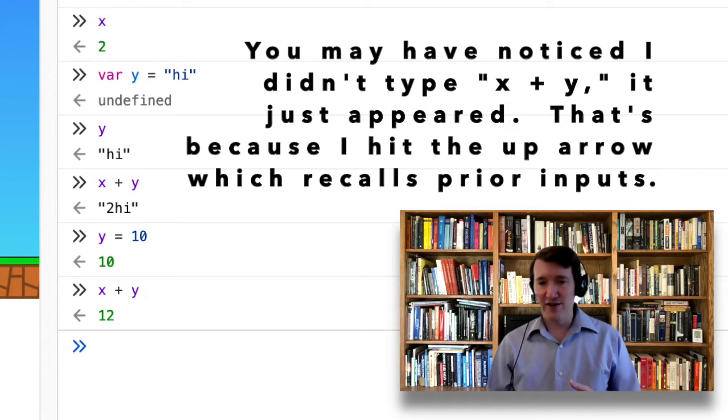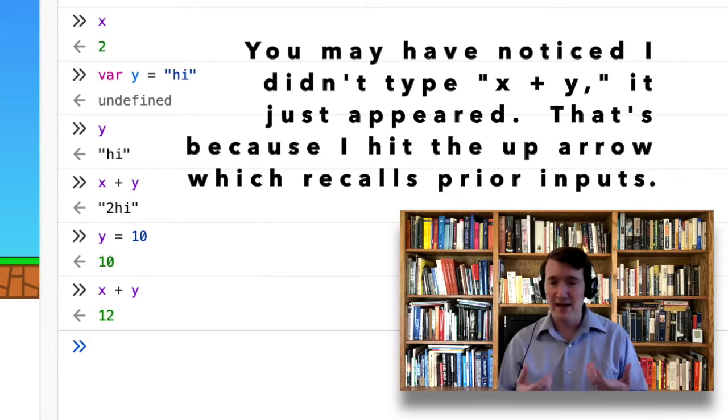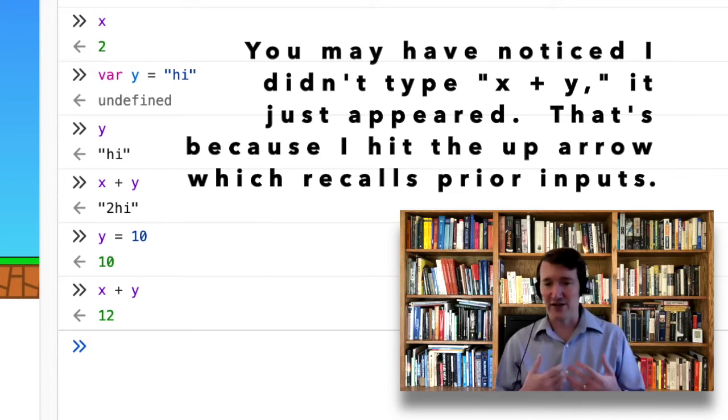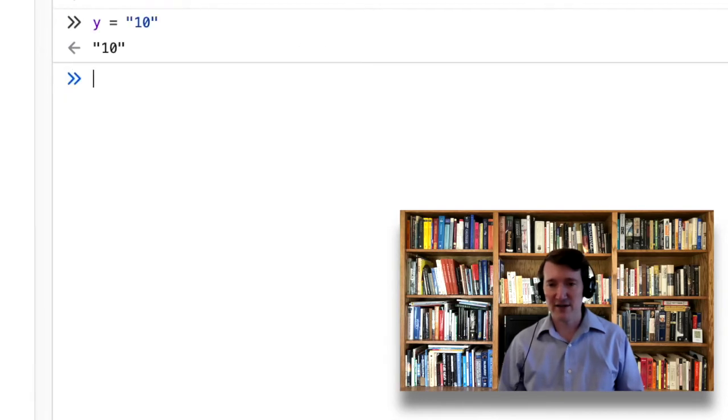What's going on there is it recognizes that both of those variables are numbers. So instead of mushing them together, it treats them as numbers and adds them. But what if I had typed y, instead of typing 10 like that, what if I had kept it in quotes? Well, let's see. Think for a second, think what might happen.